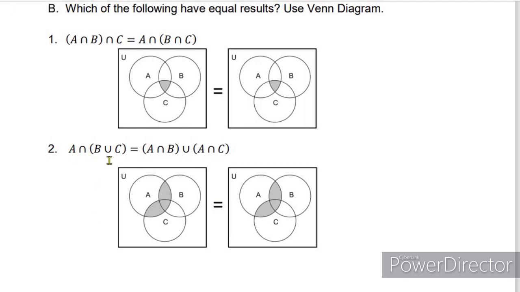Next, A intersection the quantity B union C is equal to the union of the quantity A intersection B and the quantity A intersection C. For number 2, we have a distributive law because we just distribute the given set and its operation to all the sets inside the quantity. Now the Venn diagram should be like this. Why? Because first we think of the intersection of A and B, so we shade its intersection. Next, we think of the intersection of A and C, so we shade their intersection. Now, because the operation between them is union, we will just shade their union.